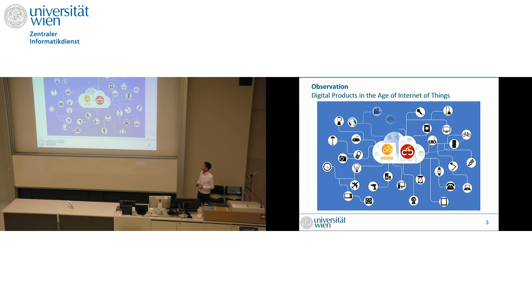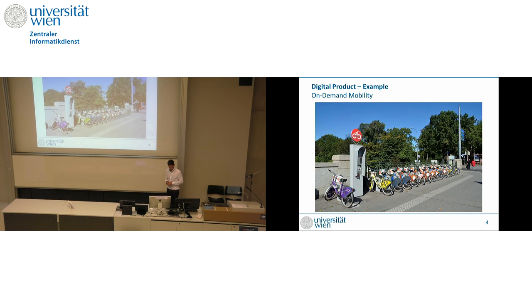But of course, this is not only possible for bicycles, but for all kinds of devices and products. And they interact with each other in the Internet of Things. So here are 2 examples from Vienna, or the first example, as you can see on the slides, for a digital product for on-demand mobility in Vienna. And this is a very successful company, and here you see their bicycles nicely, orderly at one of their stations.